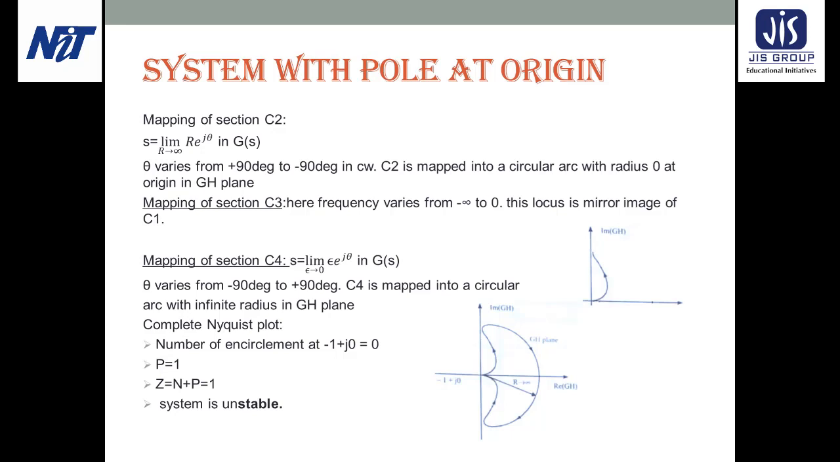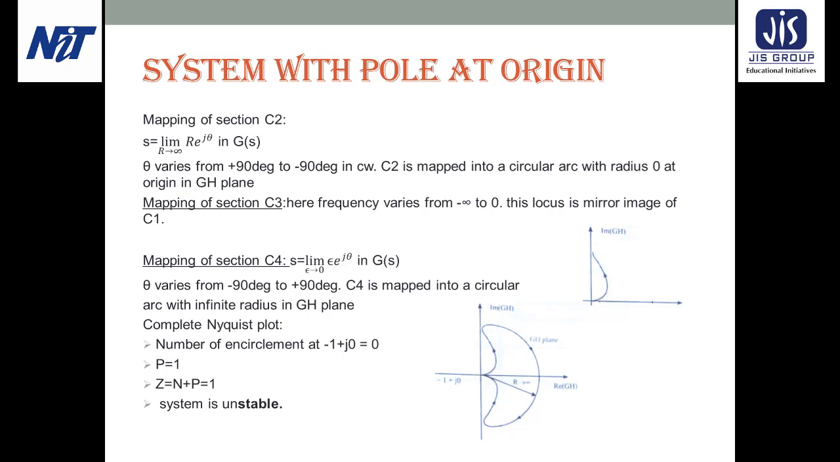And next is the mapping of section 2. In the same way, when we plot the mapping of section 2, we are going to put s equal to limit r tends to infinity of r e to the power j theta in G(s), because section 2 is the infinite radius semicircular arc, whereas theta is varying from plus 90 to minus 90 in the clockwise direction, and C2 is mapped into a circular arc with radius 0 at the origin of the GH plane.